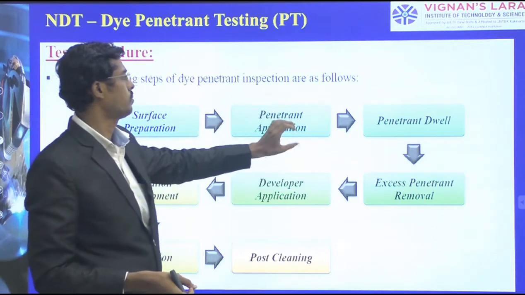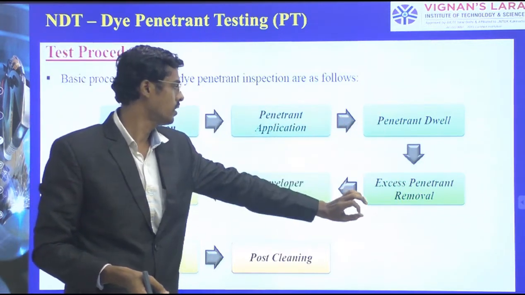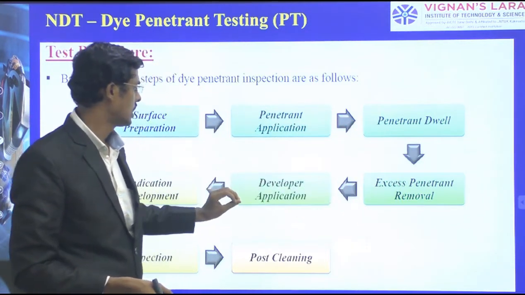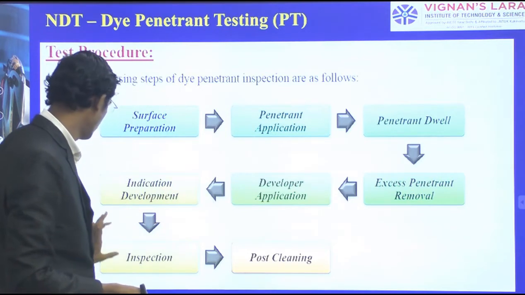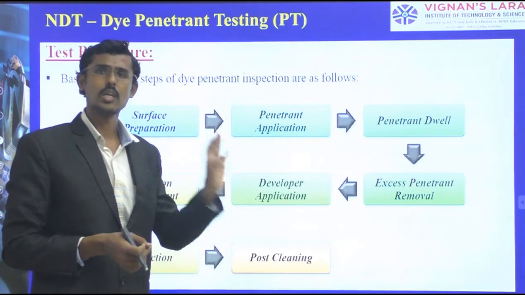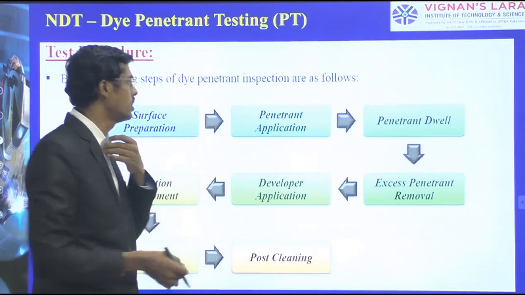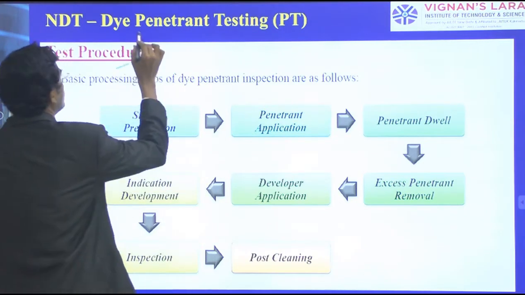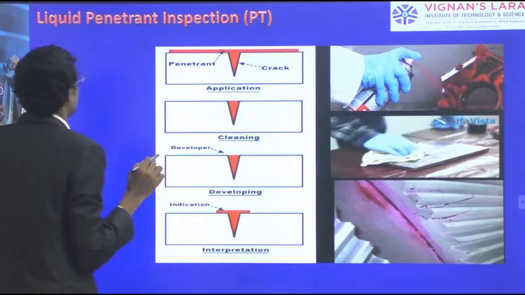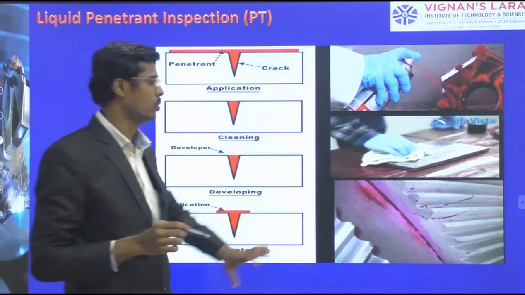Then the penetrant is applied. The penetrant dwell time we have given. Excess penetrant removal, developer application, indication development, inspection and post cleaning. So these are the various steps that we did for the dye penetrant inspection method. So you can see some of the original images.